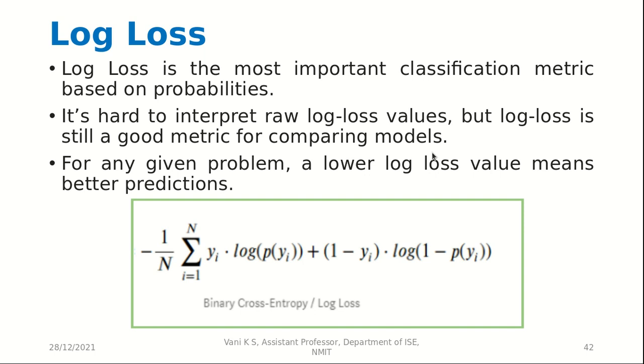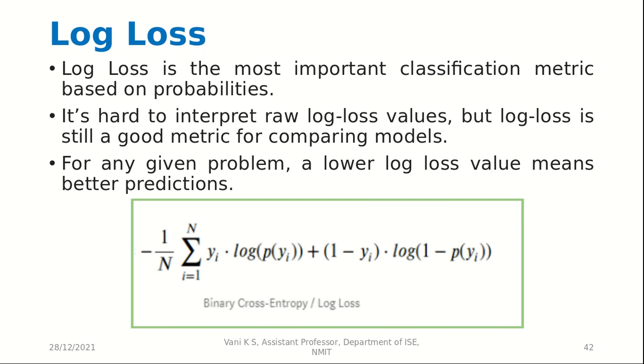Now for any problem, a lower log loss value means better predictions. This is the same for almost every other metric used to check how the model works. A lower log loss value means better predictions.